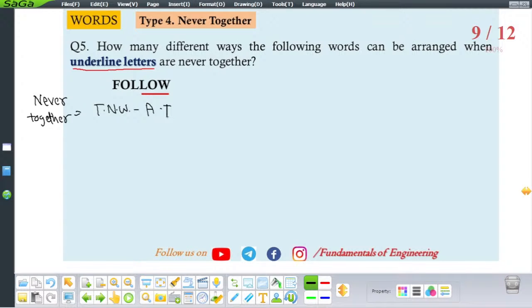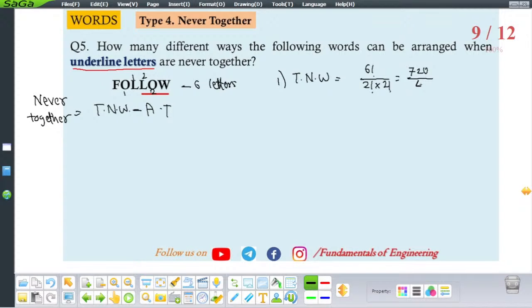So how many letters are there? 1, 2, 3, 4, 5, 6. 6 letters. So first, total number of ways, 6 letters, so 6 factorial. But here you can check that O is repeated twice, and L is repeated twice. So 2 factorial into 2 factorial. 6 factorial value is 720 upon 4. So we are getting 180.